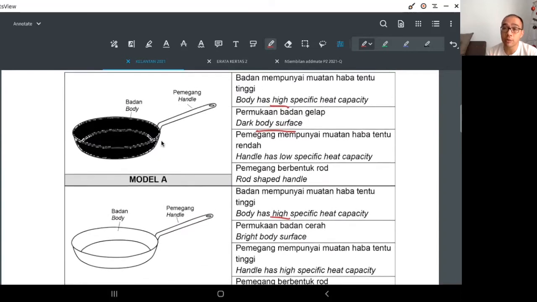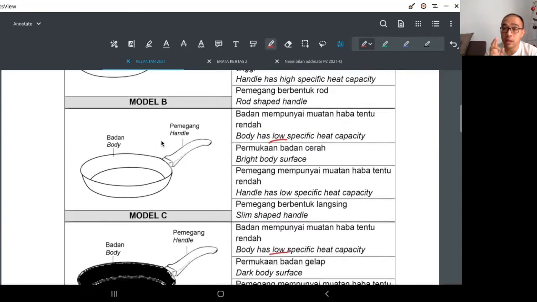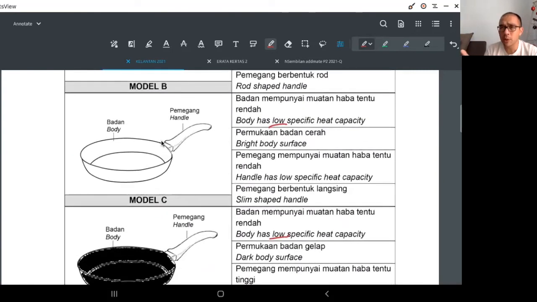Okay, so when you think about it, I think I mentioned this in last week's class. High specific capacity means it takes a very long time to become hot. Low specific capacity means it becomes hot very fast. Which situation is the best for the body? Obviously, it will be the low specific capacity because you want the body to get hot faster. If it takes very long to become hot, how are you going to fry? Okay, so we want a low specific capacity body. This is the first one.